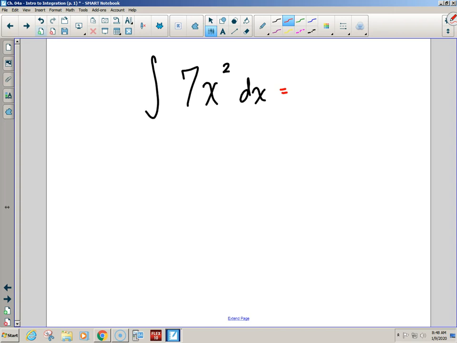A 3. Why would you love a 3 to be there? Because then it's just x cubed. Because doesn't x cubed bring down a 3 and make a 2? But what do I have instead of a 3? A 7. So wait, the 3 needs to come down, but then it goes away.